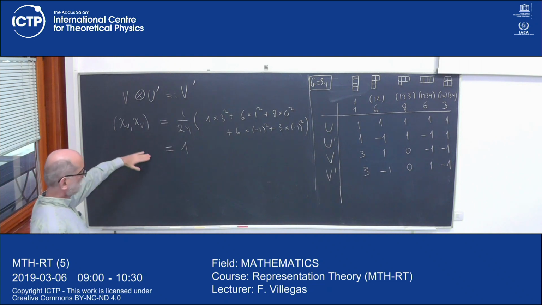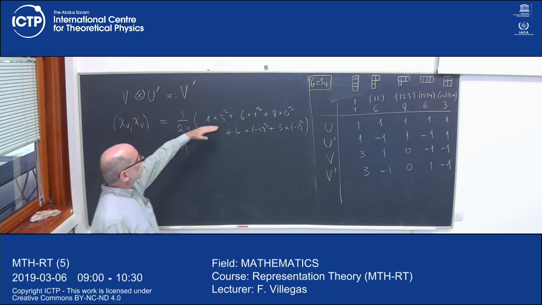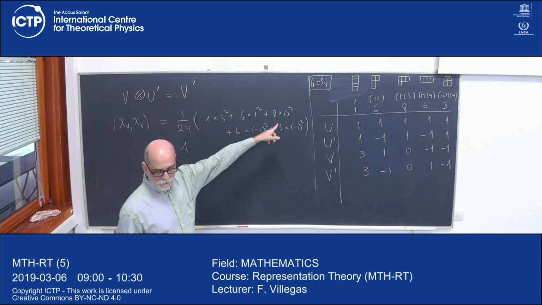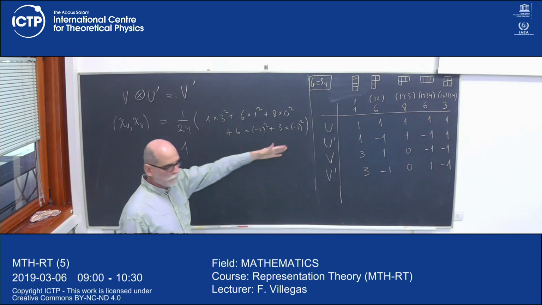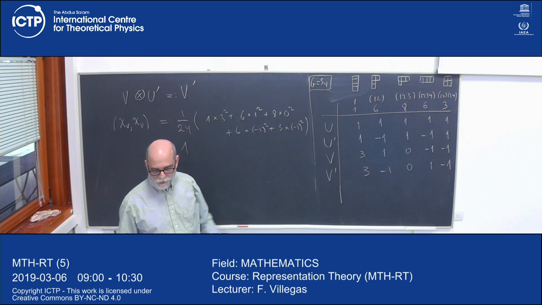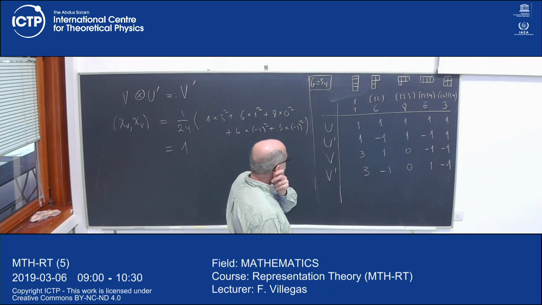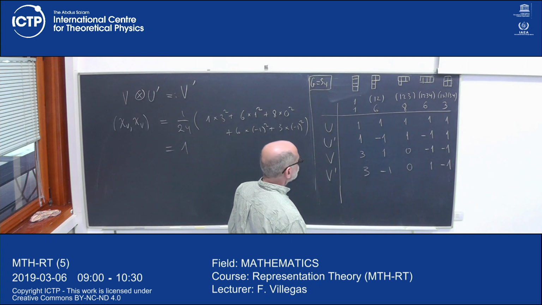All right, so the same thing happens if I do it with a sign. For example, you can see here that the character values are squared. And so if you tensor by the sign, you're not going to change the squares, and so the inner product is still going to be 1. So all of these are irreducible.